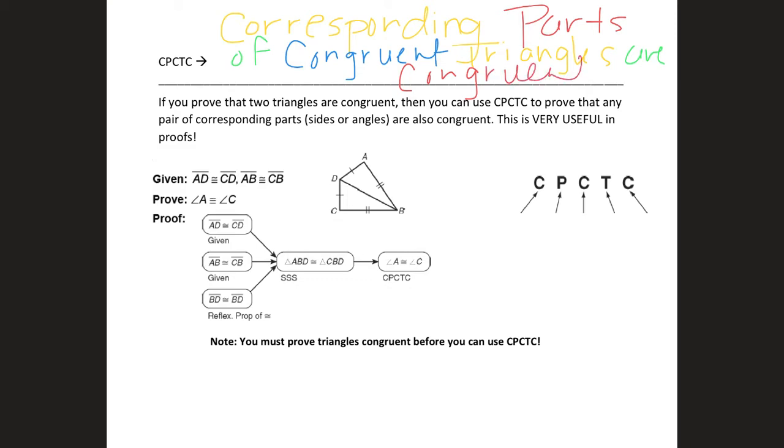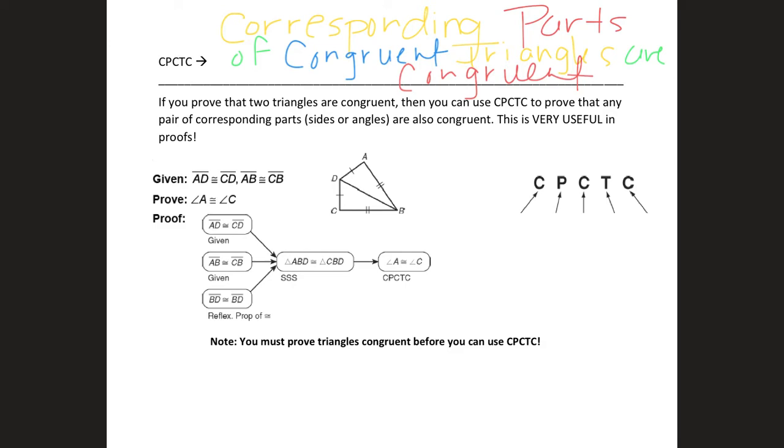When you write this in a proof, you can just write CPCTC, but you still have to know what it stands for. So there very well could be a quiz question that just says, what does CPCTC stand for? And you'll have to write it out. So in a proof, I don't mind using the shortcut, but you have to know what the letters stand for.